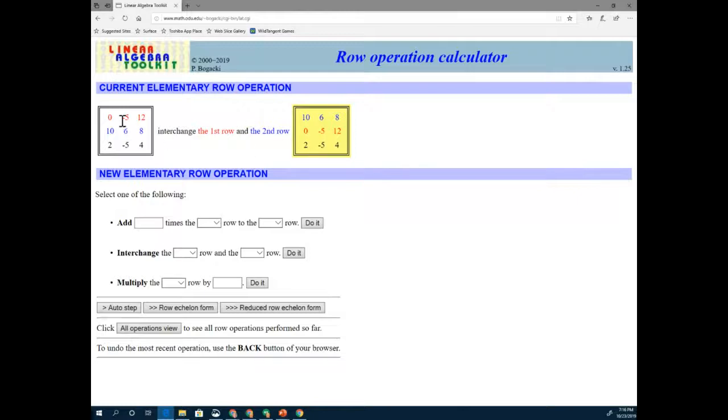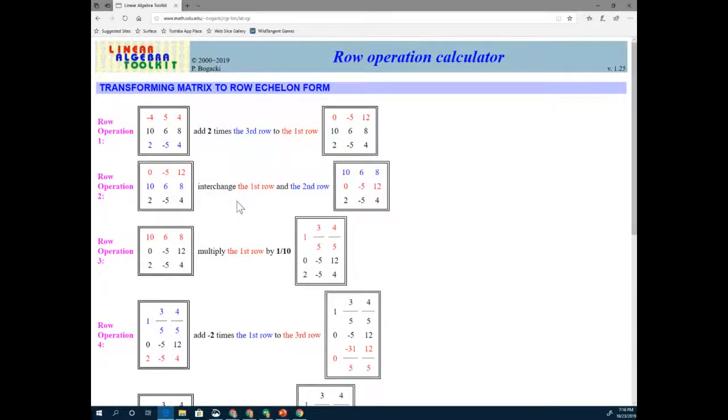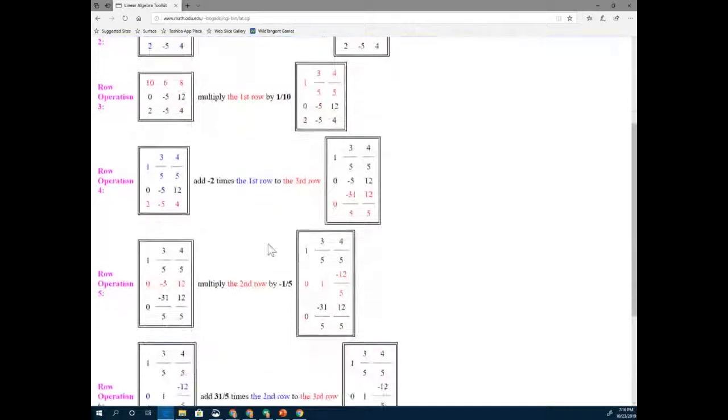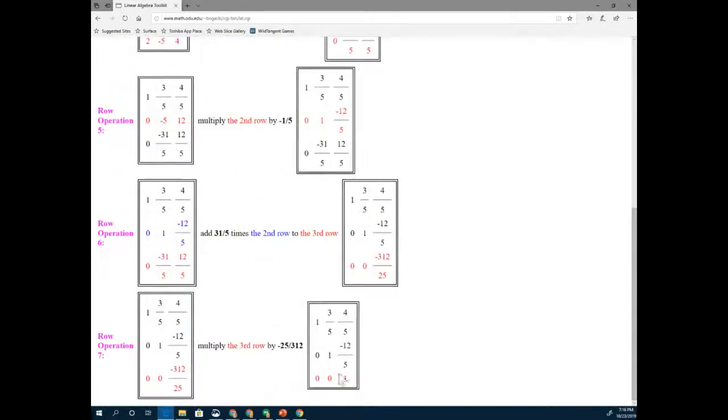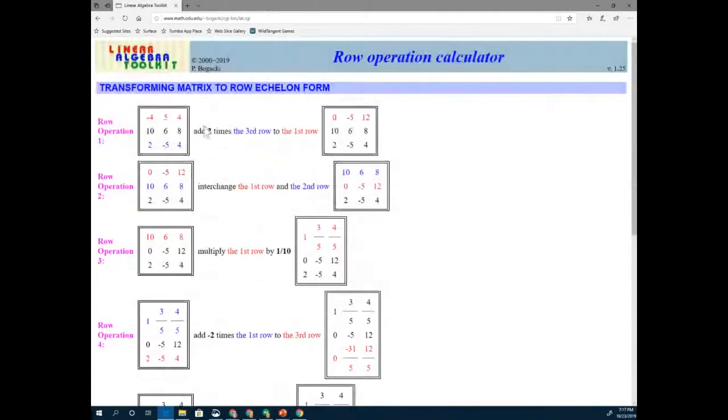You can see that it interchanged the first row and the second row. That's because in our row echelon form, as we talked about it, the second row has a 0 in that first spot. So it's trying to put it in row echelon form. And there's actually a button here to do that for you. Then it shows you all the steps to get there. And you can see my made up matrix has fractions.